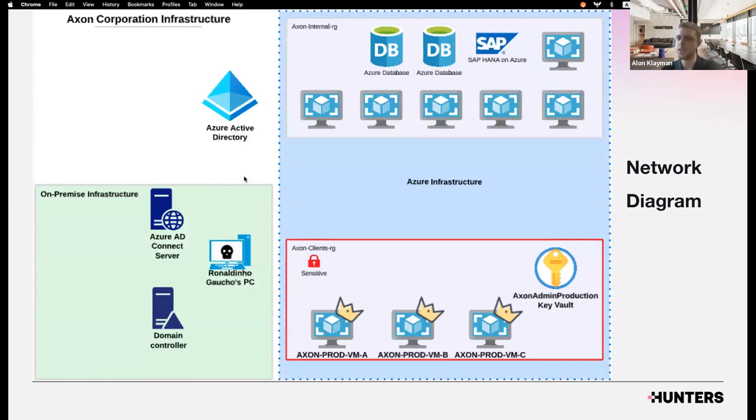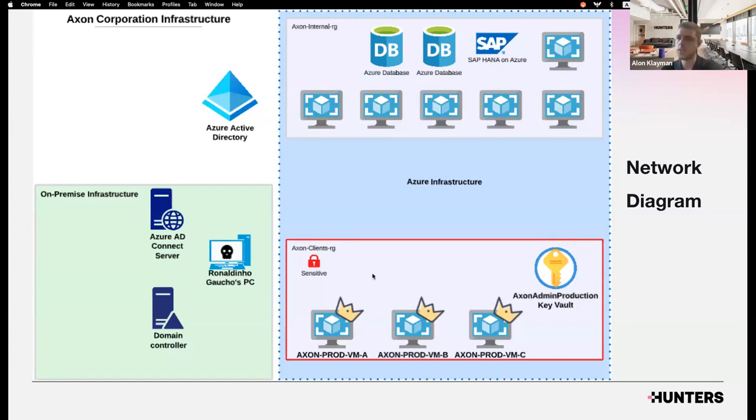So basically, you can see here this overview, which is a pretty high-level one. It includes 2 main parts of the infrastructure of this organization. One part is the on-premises infrastructure, and the other one is the Azure infrastructure. The attacker gained initial access to this specific host that you can see here, Ronaldinho Gaucho's PC. This is a standard host on the on-premises infrastructure, and our attacker had some kind of previous knowledge about the infrastructure and exactly what he wanted to gain access to.